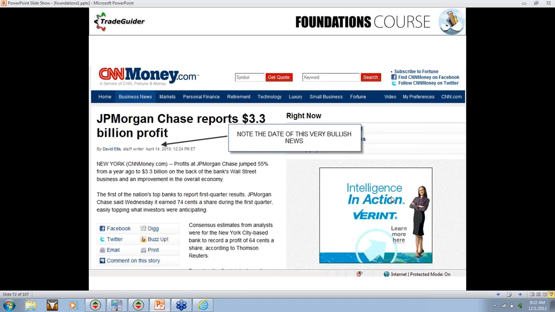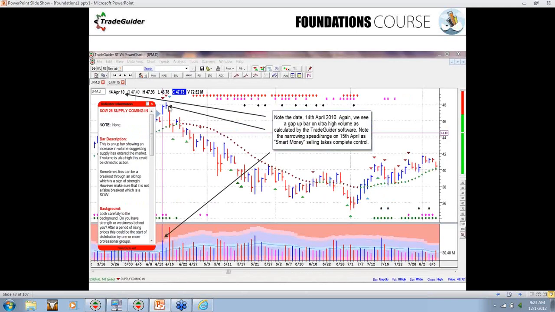JP Morgan Chase reports 3.3 billion in profit. Not bad. Profit of JP Morgan Chase jumped 55% from a year ago to 3.3 billion on the back of the bank's Wall Street business and an improvement in the overall economy. Marvellous. Very, very bullish. Here is, on that day, the signals. Look at the volume. Massive. Supply coming into the market. Okay, so that's what it's telling us here.